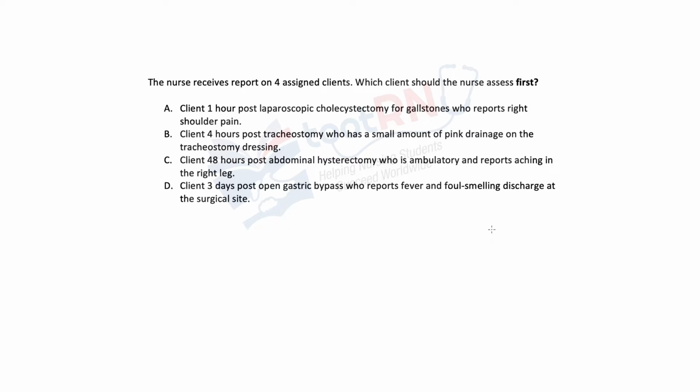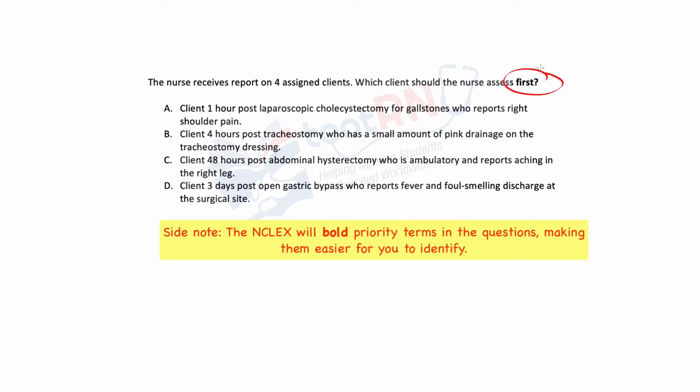I love, love, love priority questions because one of the biggest things that I teach my students is to always think about outcomes. You have to have the intuition and that critical thinking to be able to look at the data you have and determine what the outcome is going to be. And that's super helpful when finding a priority. So this question is asking which client should the nurse assess first, right? There it is, boom, priority.